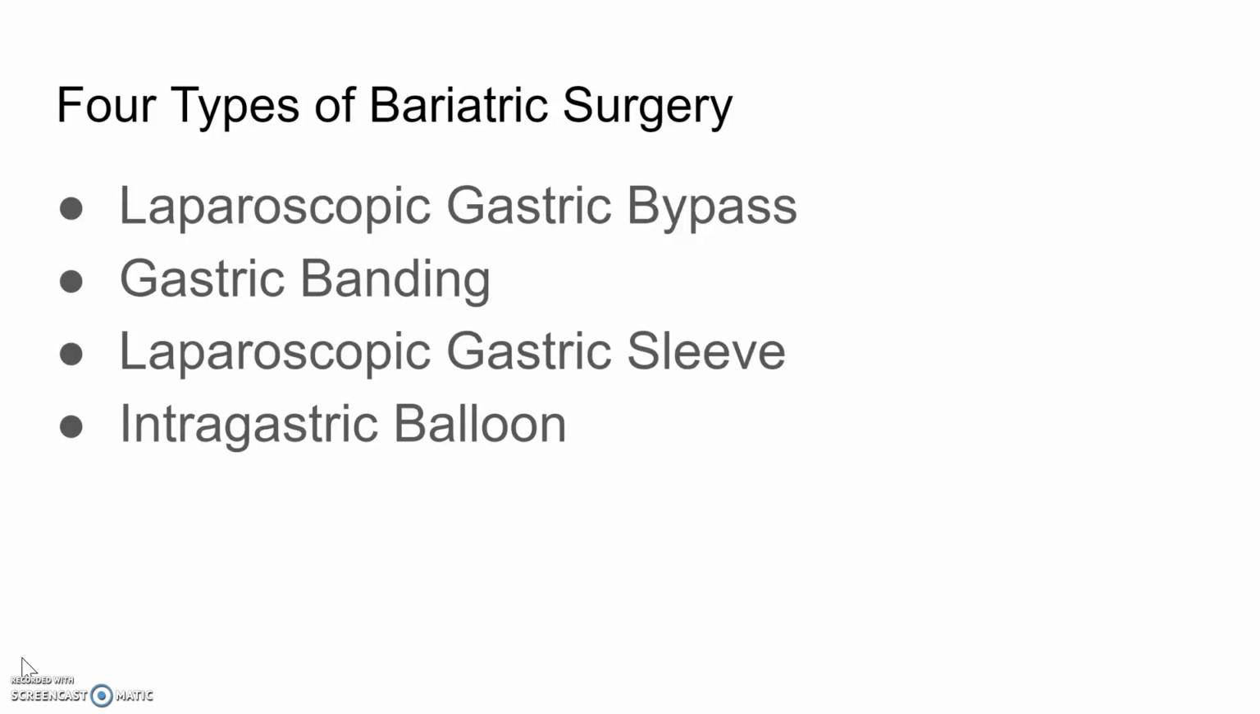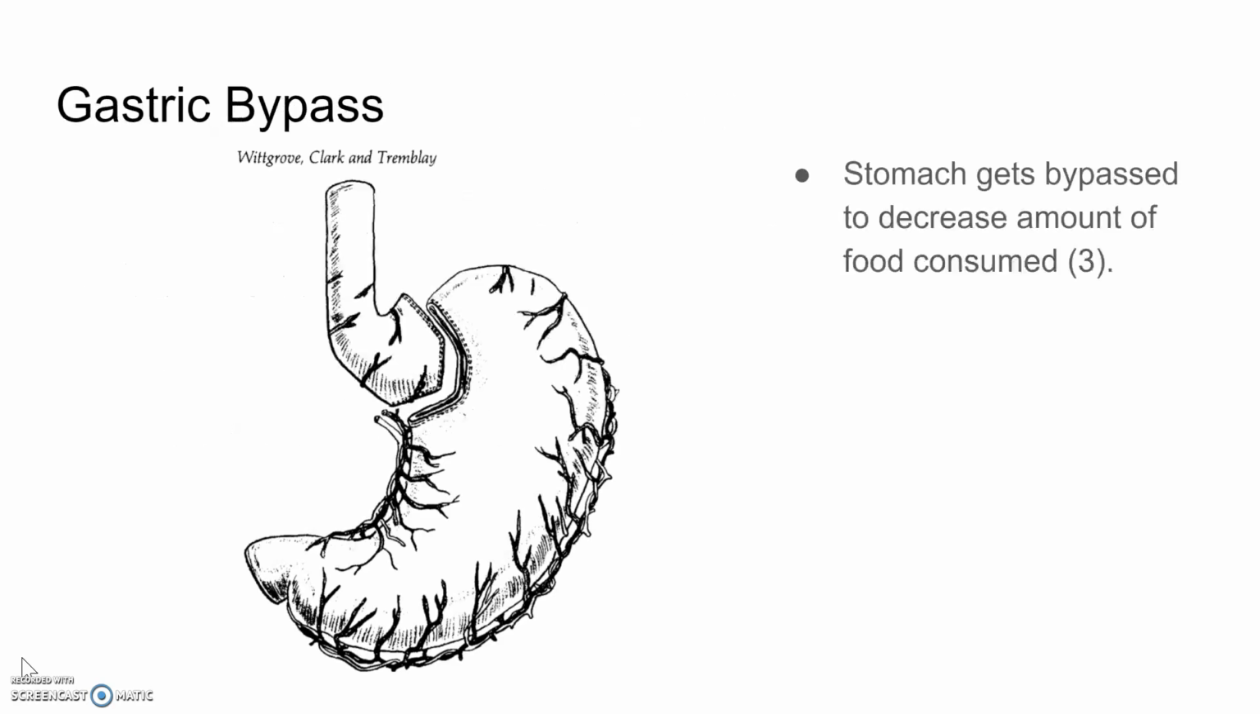Now that we have discussed who gets bariatric surgery and why, we will be discussing the specifics of each type of surgery. The 4 main types of bariatric surgeries that we will be discussing are gastric bypass, gastric banding, gastric sleeve, and intragastric balloon. The first one we'll be talking about is gastric bypass.